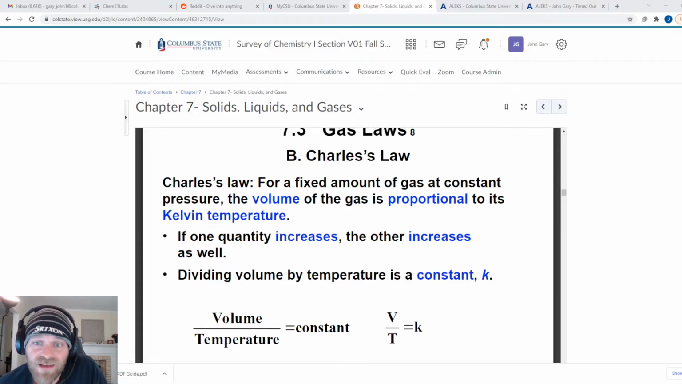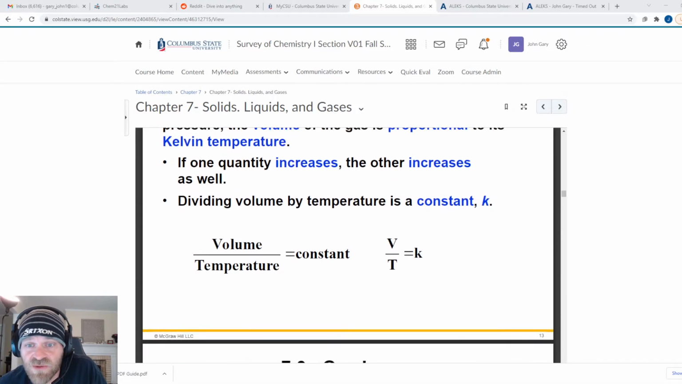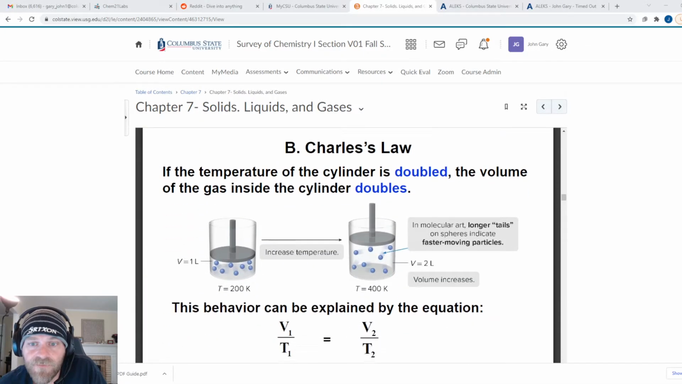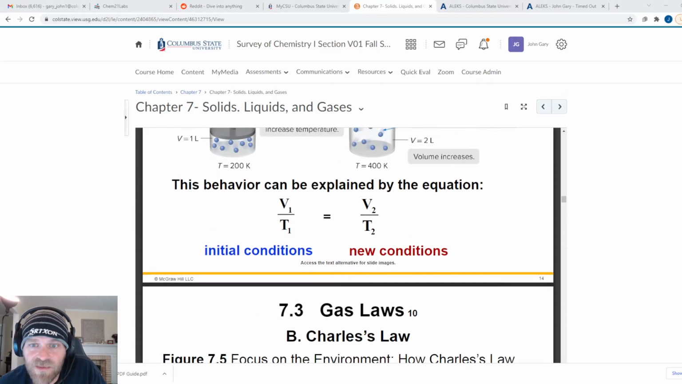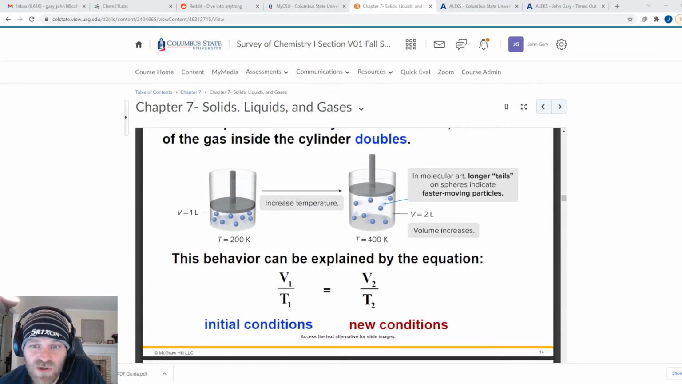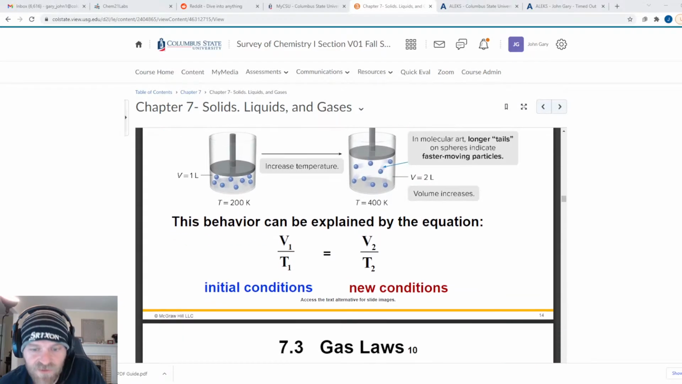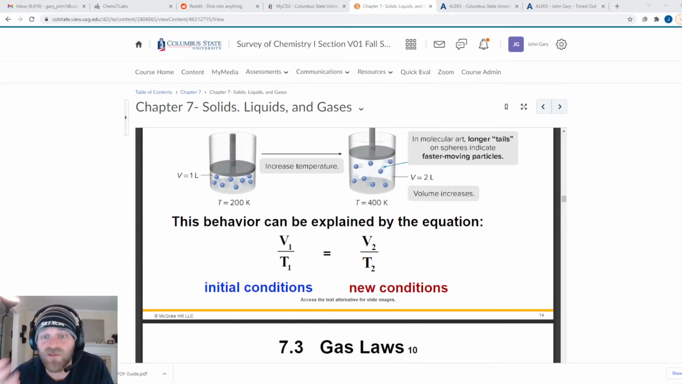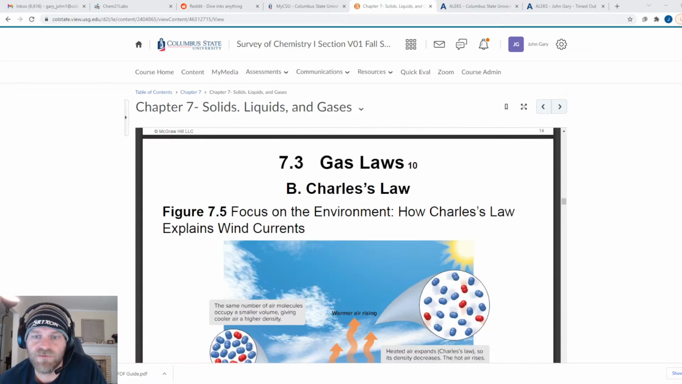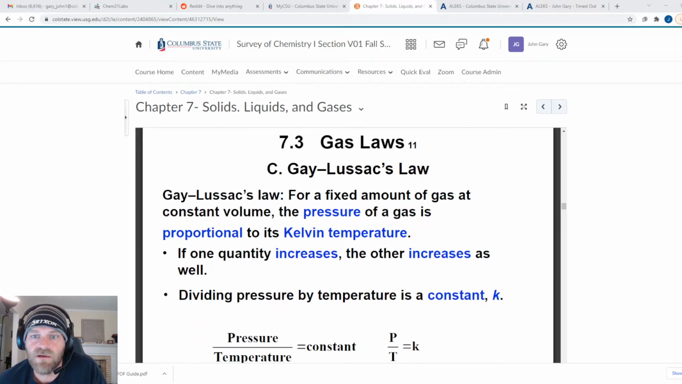So first off, make sure you use Kelvin. If one quantity increases, the other increases as well. Okay? So the same little diagram, except this time it's V1 over T1 equals V2 over T2. All right? So you can rearrange that to solve any of the Charles' law problems.